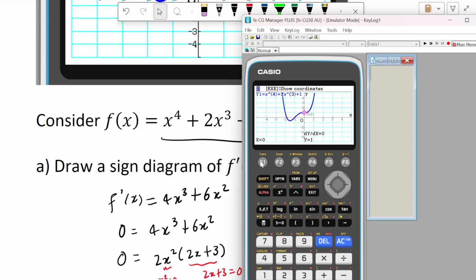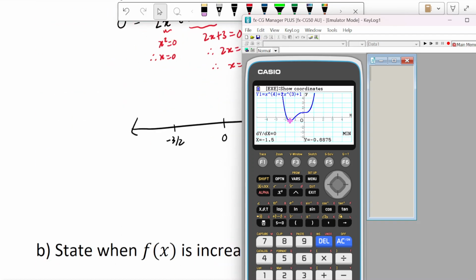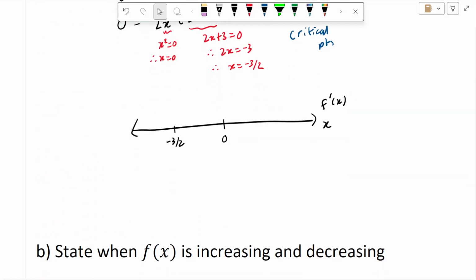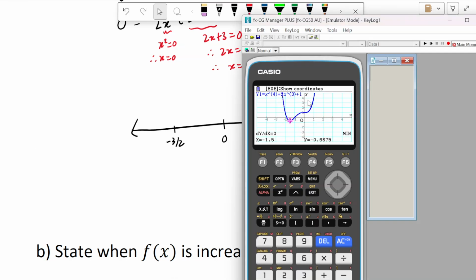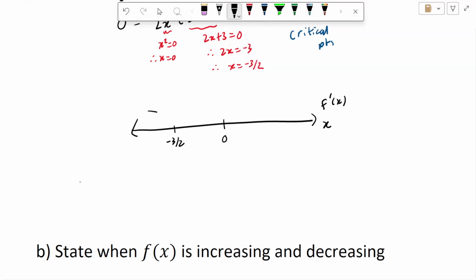If I just sort of trace it at 0, you'll see that it's highlighting that flat bit in the middle there. And if I find my minimum with gsolve, you'll see that that minimum is at minus 1.5. So those 2 numbers on the sign diagram tell us where it's flat. Now you can actually just look at your function here. So it's sloping down up until that point. So you're going to put a minus.